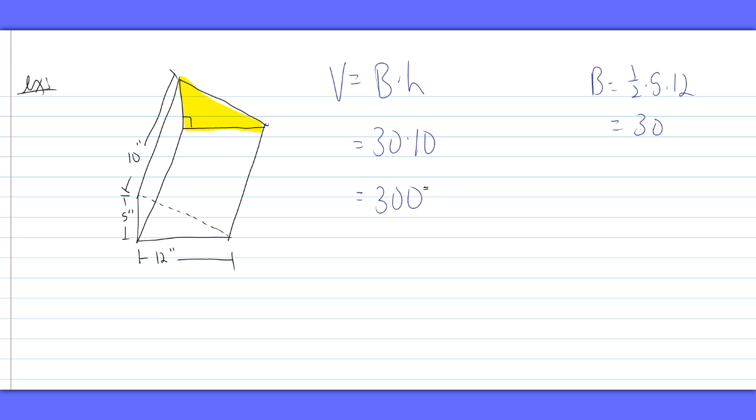Now we have to consider the labels as well. The capital B was 1/2 times 5 inches times 12 inches, which made that 30 inches squared. The 10 was also 10 inches, so we have inches squared times inches, which makes this volume become inches cubed. The answer is 300 inches cubed. For volume, it's always going to be some sort of unit, inches, centimeters, feet, yards, but it's going to be cubed. Volume is always something cubed. So the area of the base times the height.